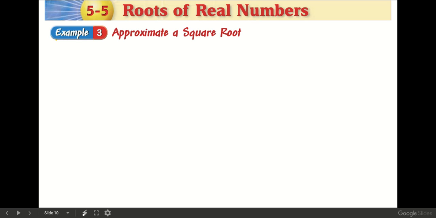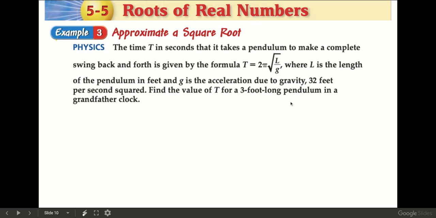So let's approximate a square root. The time t in seconds that it takes a pendulum to make a complete swing back and forth is given by the formula t equals 2 pi times the square root of L over g, where L is the length of the pendulum in feet and g is the acceleration due to gravity, 32 feet per second squared. Find the value of t for a 3-foot long pendulum in a grandfather clock.